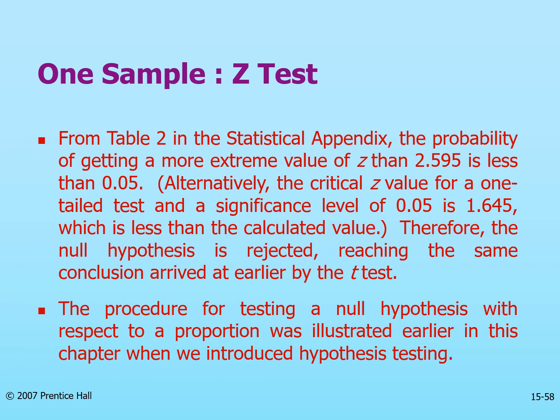From table 2 in the statistics tables, the probability of getting a more extreme value is less than 0.05. Alternatively, the critical value for a one-tailed test and a significance level of 0.05 is 1.645, which is less than the calculated value. Therefore, the null hypothesis is rejected, reaching the same conclusion as arrived at with the t-test.